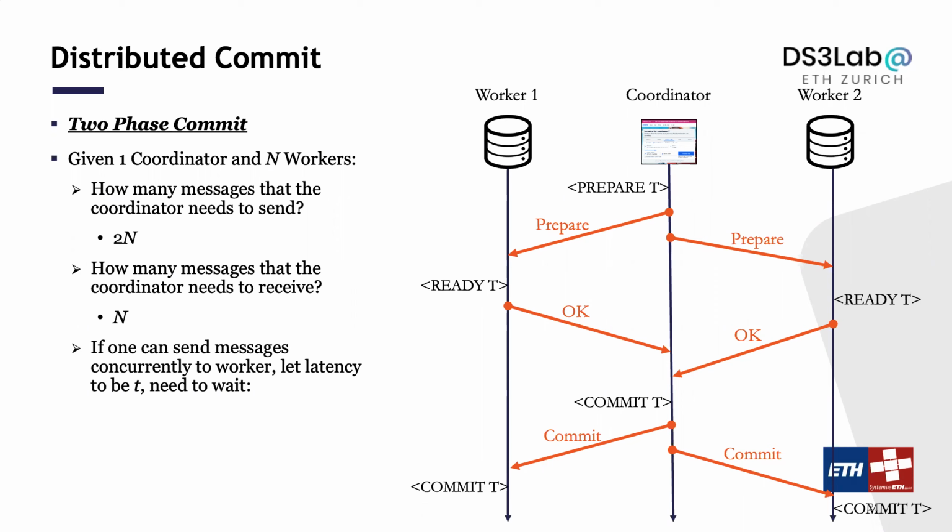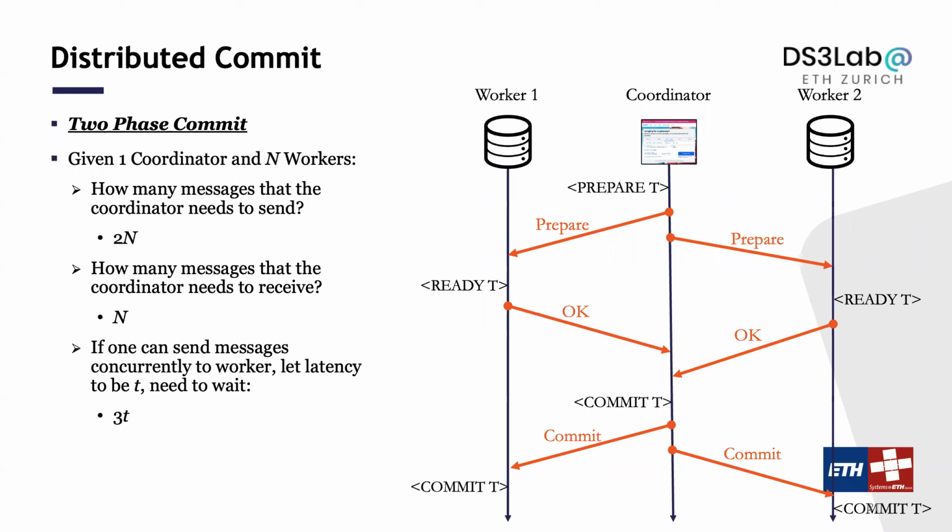If one can send a message concurrently to all the workers, what is the latency? Assuming every single message requires time t to reach the worker, and assuming I can broadcast at exactly the same time, what's the latency? Once the user says commit, and once your coordinator tells the user commit, how long do you need in between? In this case, I need to wait at least three times T, where T is the time for each single message to arrive.